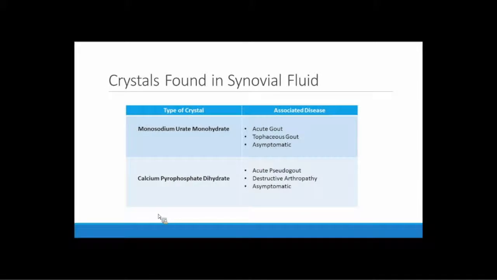So here we go. I mentioned that there's more than one crystal that causes human synovitis. The most common is monosodium urate monohydrate. We recognize acute gout. We recognize tophaceous gout. And we also recognize that most patients with either of these have a long period of asymptomatic hyperuricemia. The second most common crystal that causes human synovitis is calcium pyrophosphate dihydrate, CPPD. We recognize it as acute pseudogout. It can be a polyarticular destructive arthropathy, the pseudo-rheumatoid pattern of pseudogout, a great mimicker of rheumatoid arthritis.